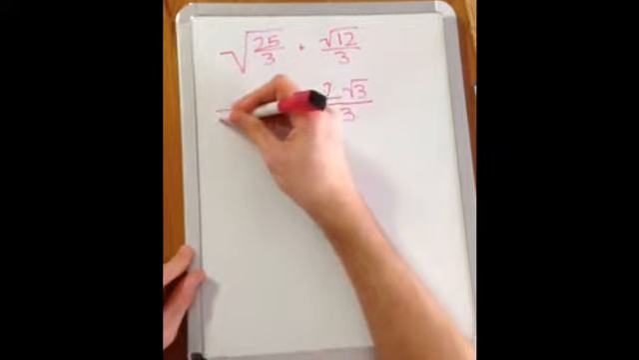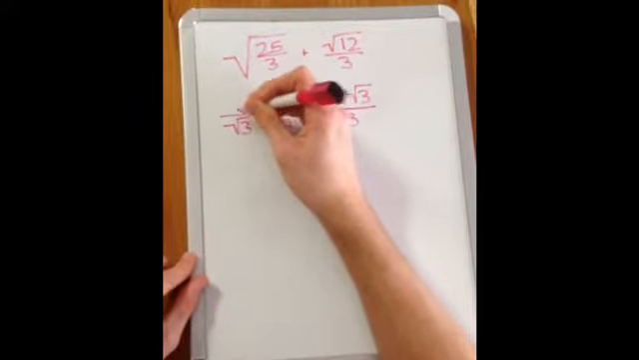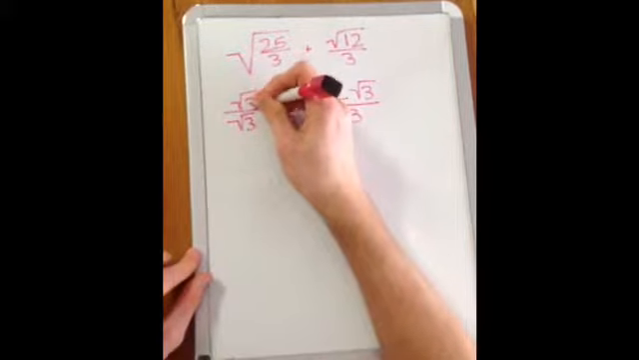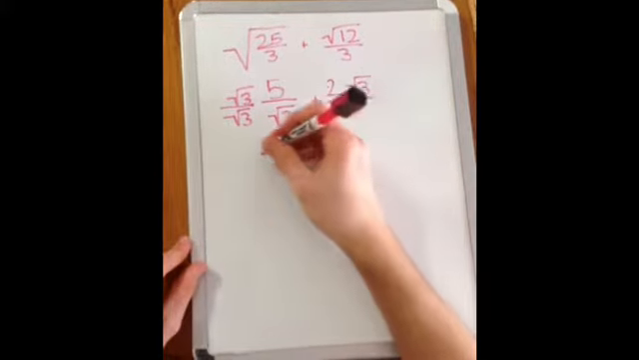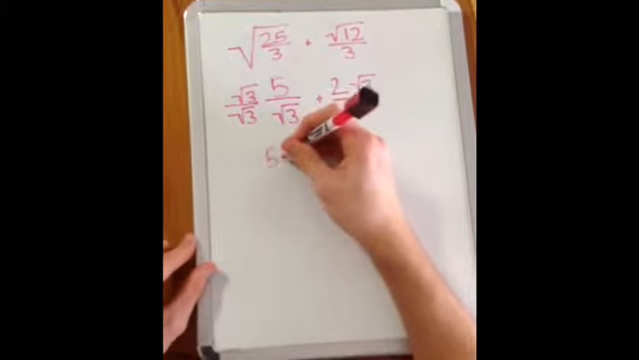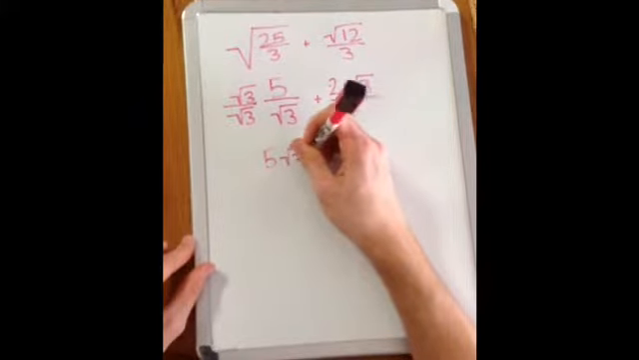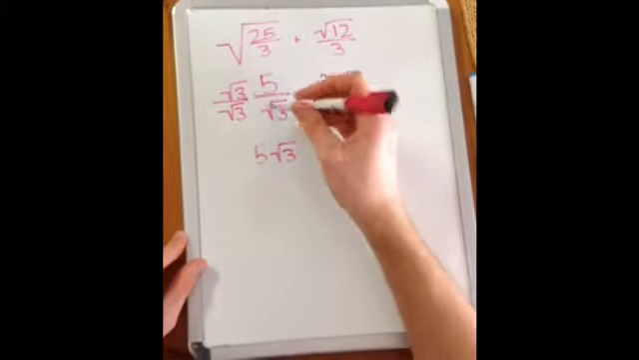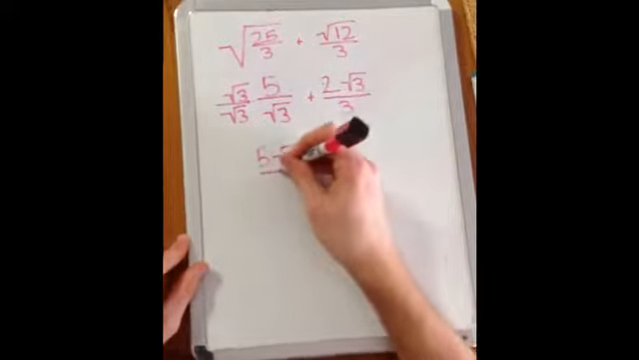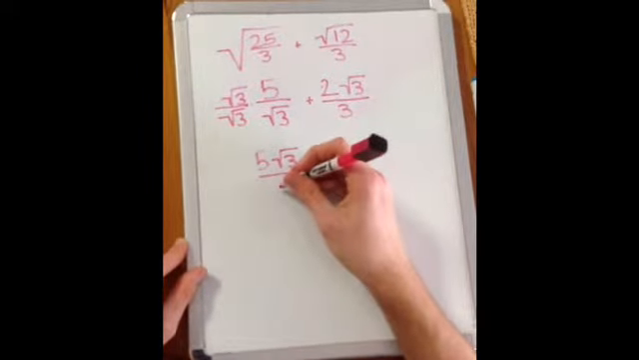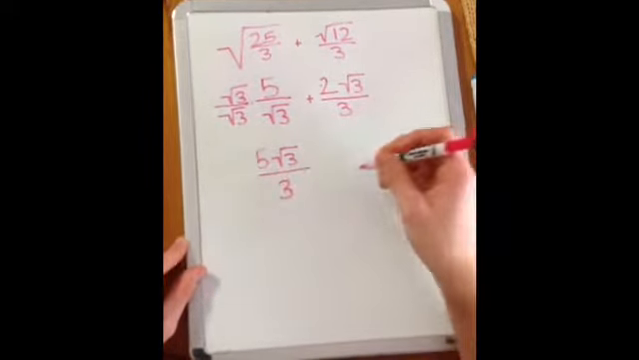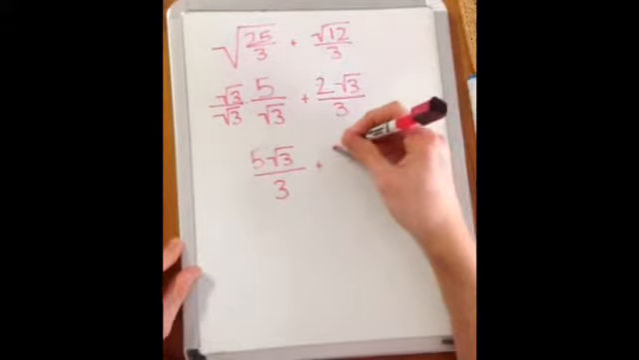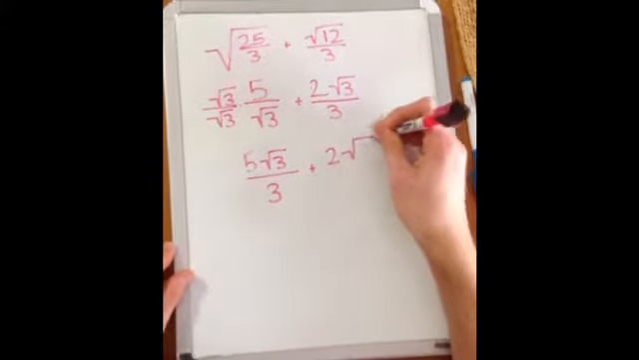Now, with this problem, you have to rationalize the denominator because you have a radical in the denominator. So you have to multiply the numerator and denominator by the square root of 3. Now you'll have 5 times the square root of 3 over 3, because the square root of 3 times the square root of 3 is just 3. And then you have to add 2 times the square root of 3 over 3.